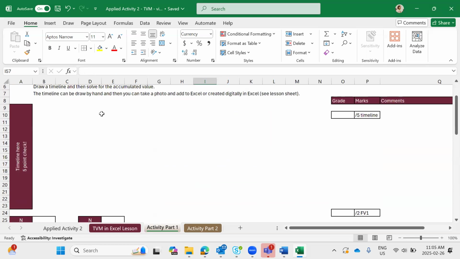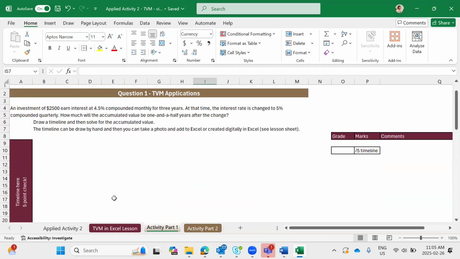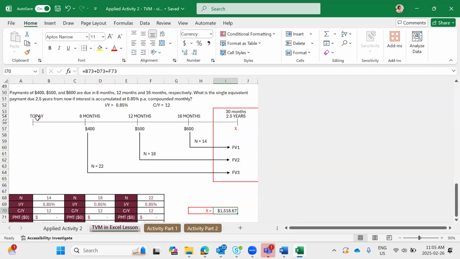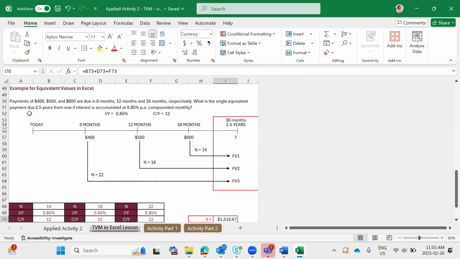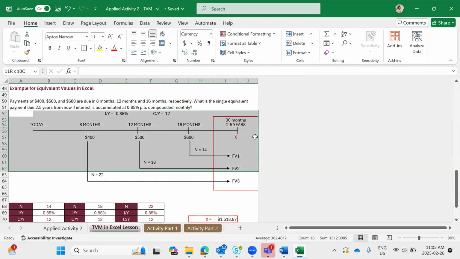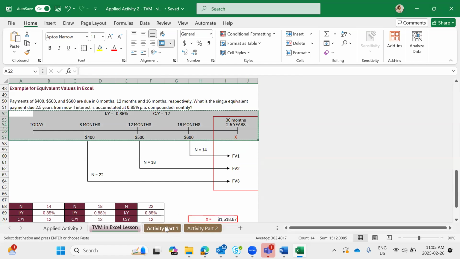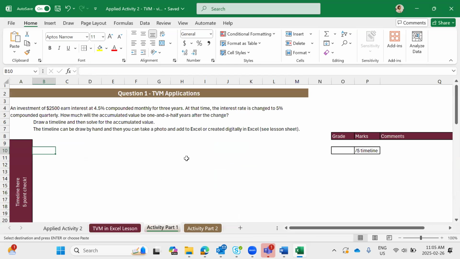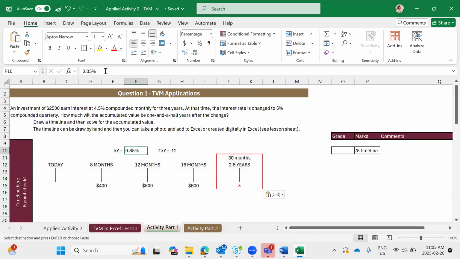A couple things I wanted to point out is you can make the timeline fully in Excel. What I mean by that is just like I did here, you could do a similar timeline. If I wanted to make my own timeline version, I would start by copying my work from this example and paste it in here. Then I would start to alter it for this question. So for example, the interest rate for this one says 4.5%. The compounding is monthly. This one says you have 3 years and then 1.5 more years that it's changed.